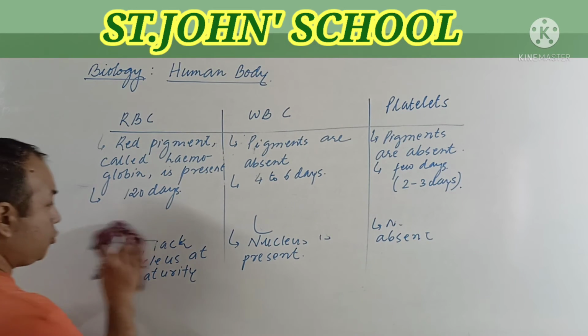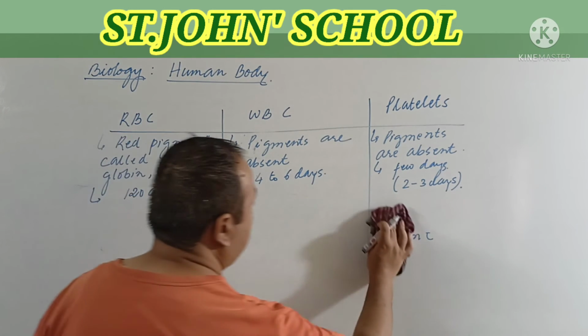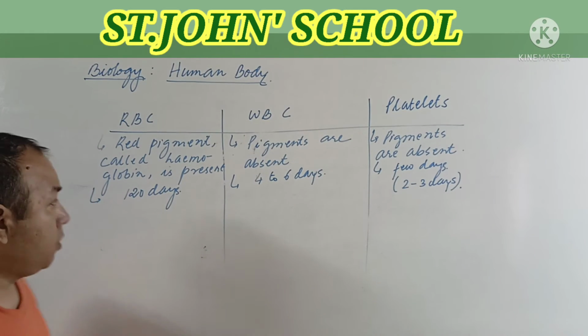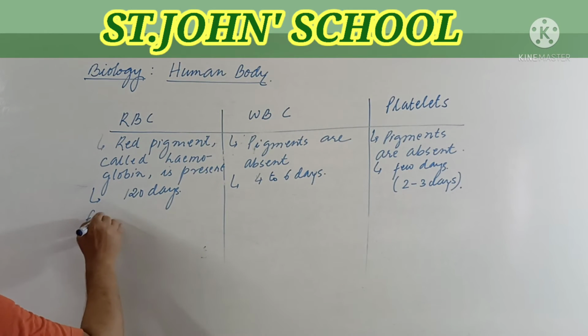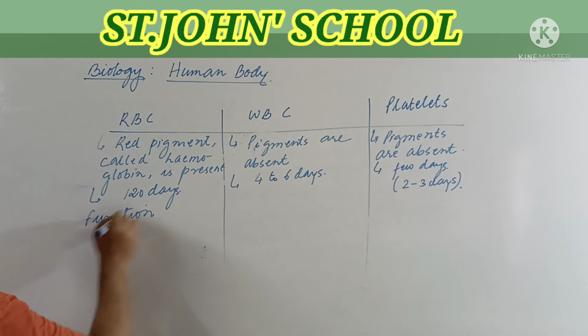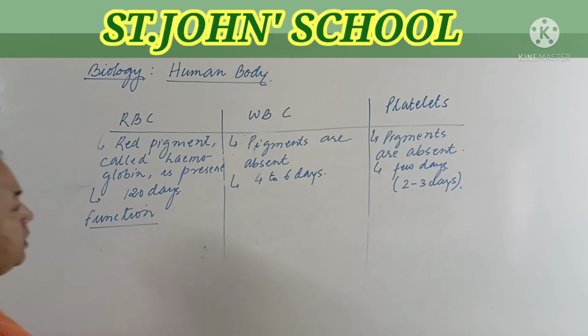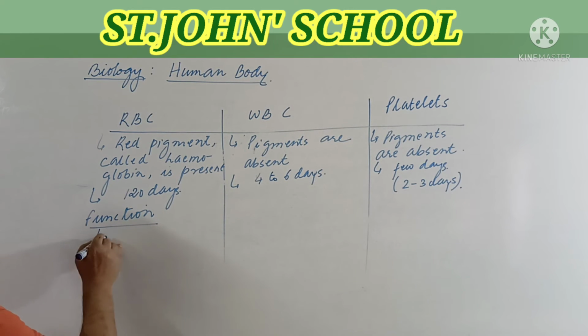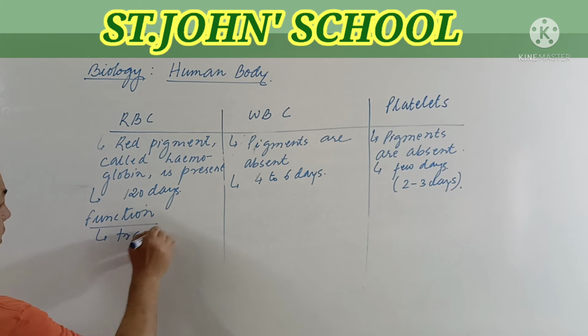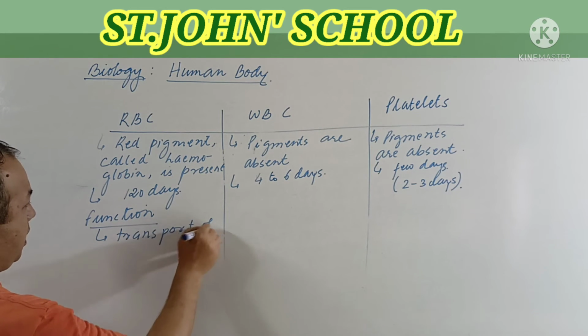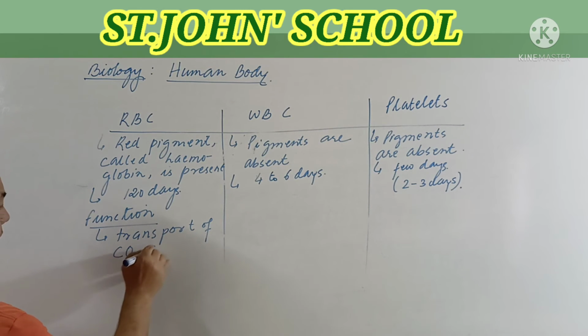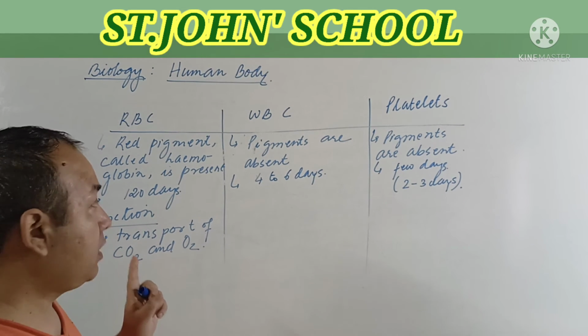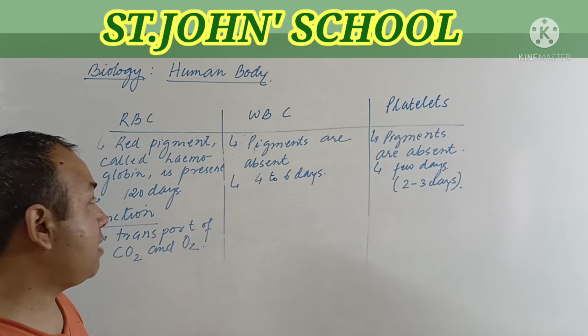Now after that, let us know about the role which they play in our body. The role or the function. If you compare the function of each of the cells, what we come to understand is that RBC helps in the transport of carbon dioxide, CO2 I am writing, and oxygen, O2 I am writing. Okay, transport of carbon dioxide and oxygen, as it consists of hemoglobin pigment, which helps in carrying the oxygen and carbon dioxide.